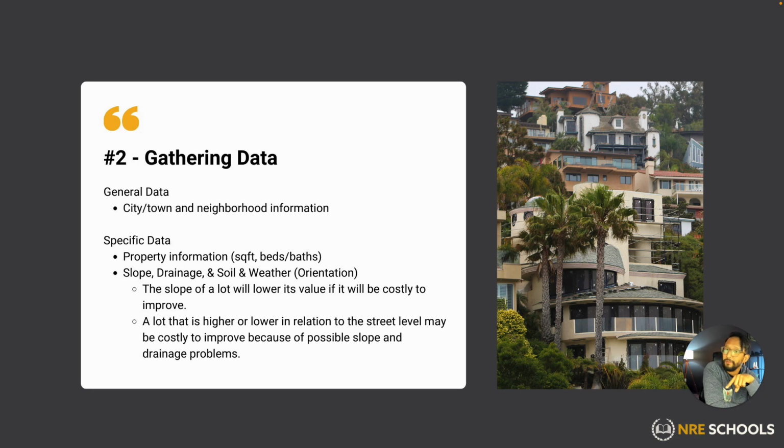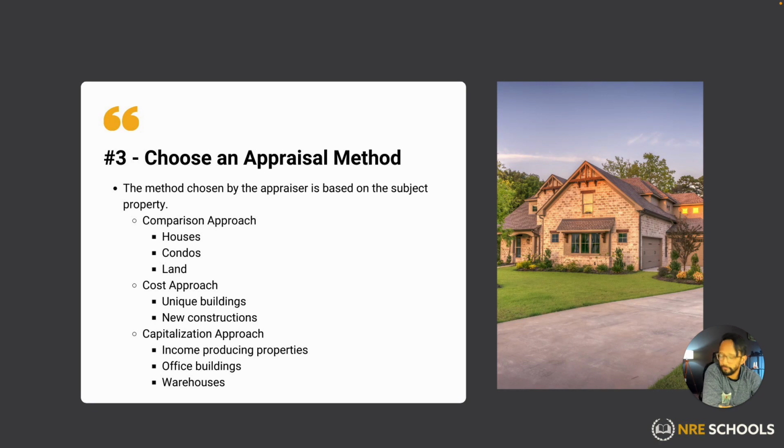Those houses are worth a crap load of money, and they are on hills, but they substantiate it by their beautiful ocean view. Also, another note, a lot that is higher or lower in relation to the street level may be costly because of water. So if it rains and here's the street and your property line's here, it could go into your house. So that's why it says that. So we have to gather our data.